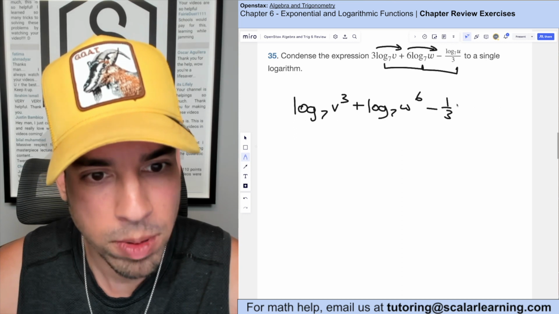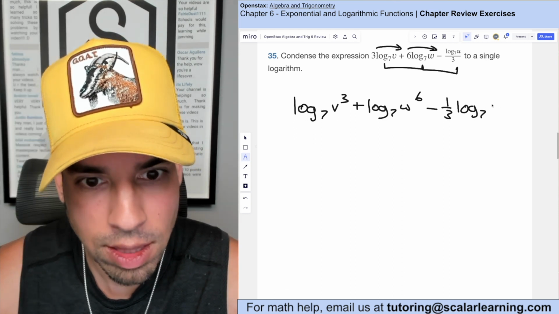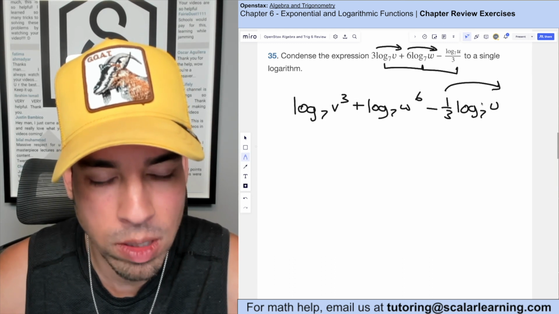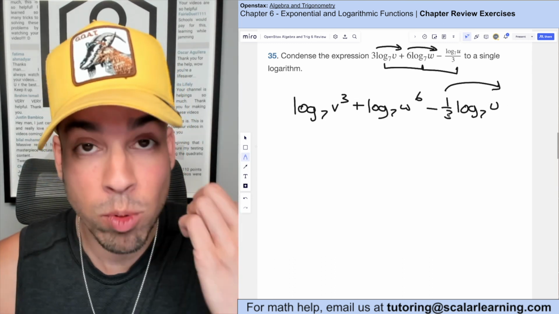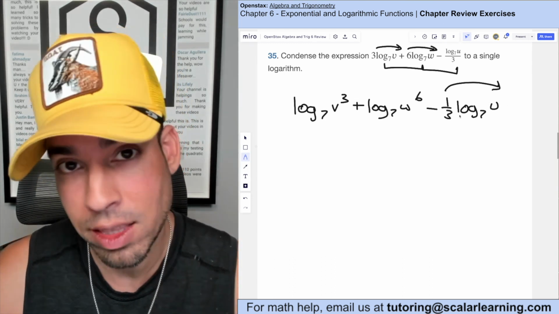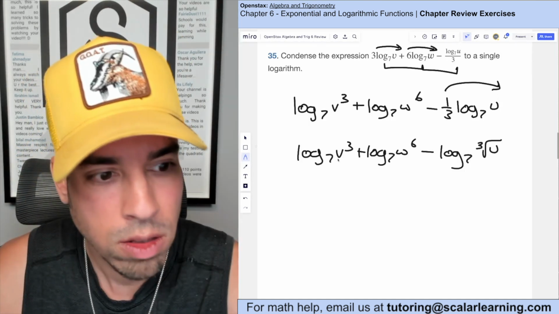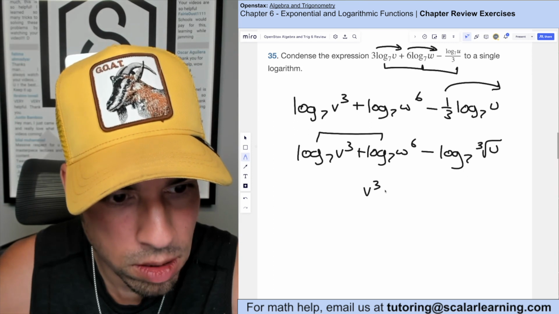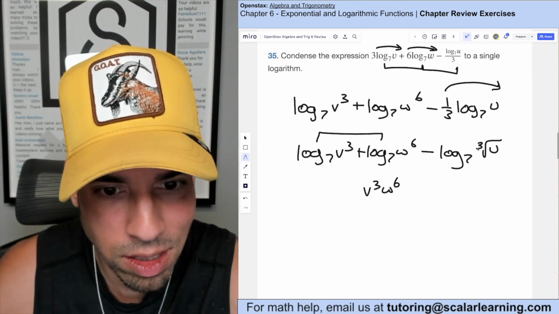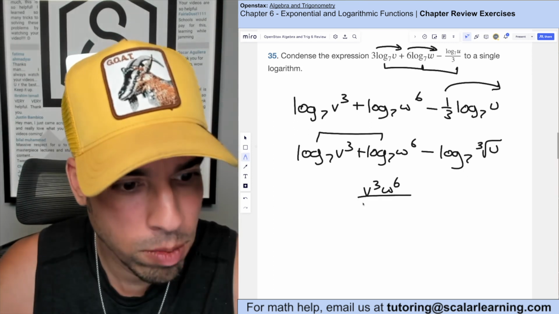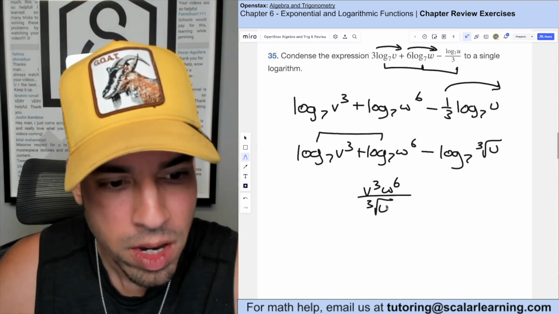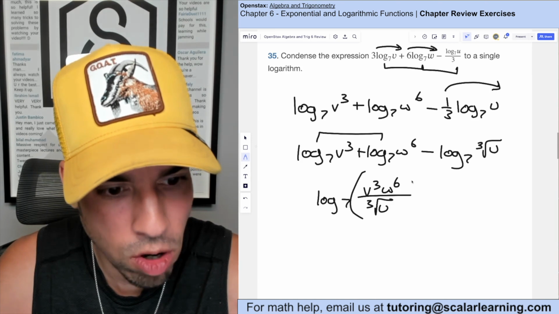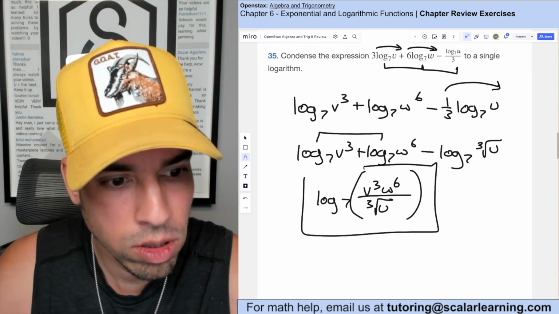So, multiplication. So I'm going to write this like this, and then I can do the same thing, right? That 1/3 can be raised as an exponent, and we'll do that next. But remember, raising something to the 1/3 is like taking the cubic root, so I'll write it like that. Now the last step, let's consolidate. So since these are adding, that will be v cubed times w^6 for the argument. Since this is subtracting, this argument goes on the denominator, and then we consolidate everything to just be log base 7 of this argument, and that's the final consolidation.